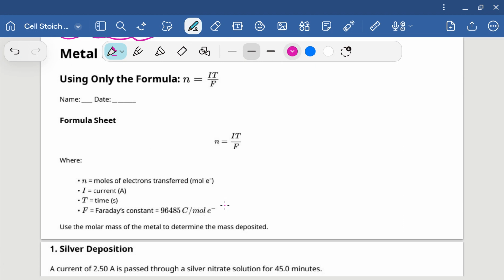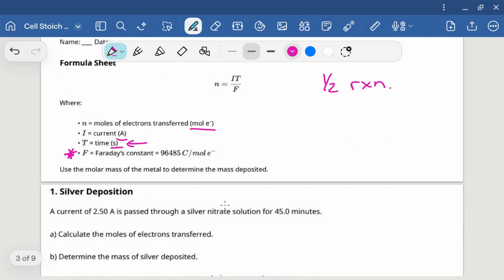Before we get started, you do definitely need to know this formula: moles of electrons equals your current times your time divided by Faraday's constant. In Chemistry 30, you are given Faraday's constant in your data booklet, but pay attention to the units, in particular that time is in seconds. Anytime you're using cell stoich, you only need the half reaction of whatever is getting plated, or if your metal is losing mass, just the half reaction of that, which you can probably find on page 7 of your data booklet.